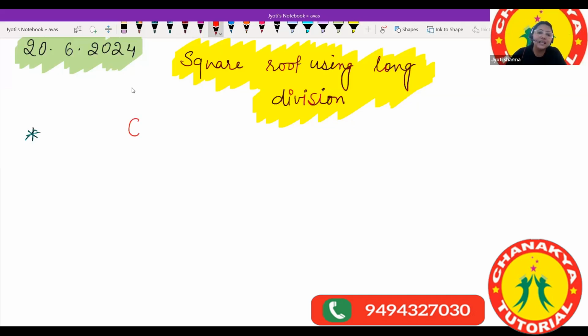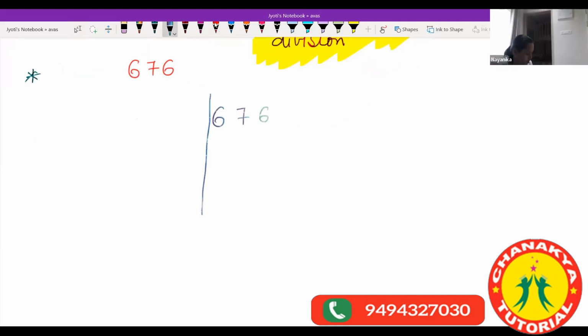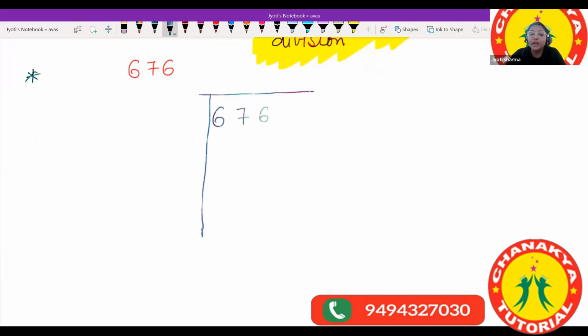Let's say 676. Now, whenever you are finding a square root using the long division method, you will be making pairs. First, we are going to make this format. Now, you will be pairing your digits from the right side because we are finding a square root. We are going to make pairs of 2, starting from the right side.